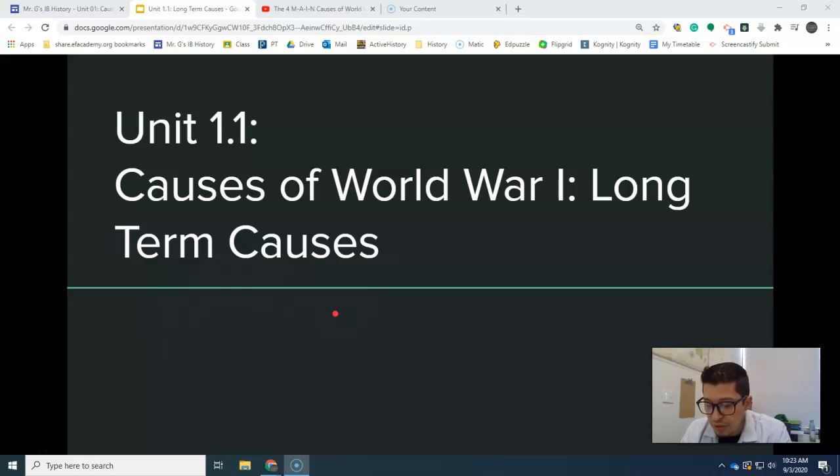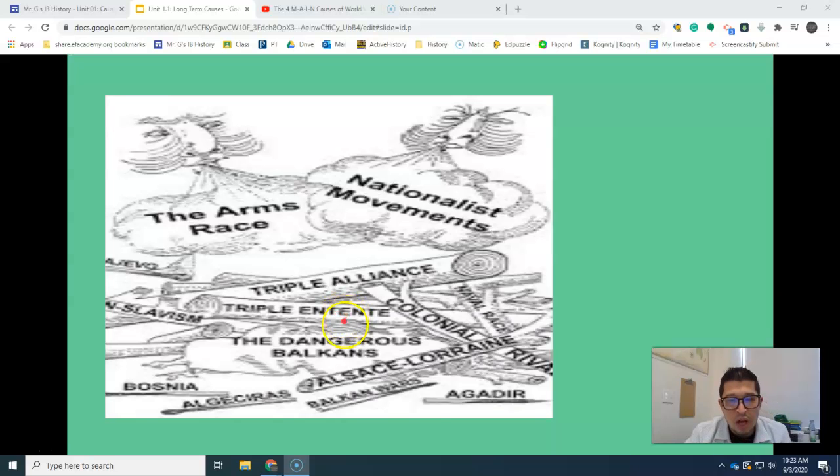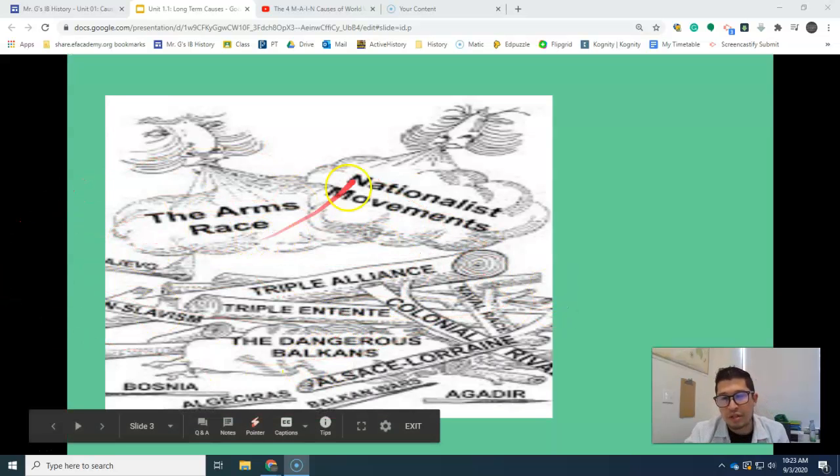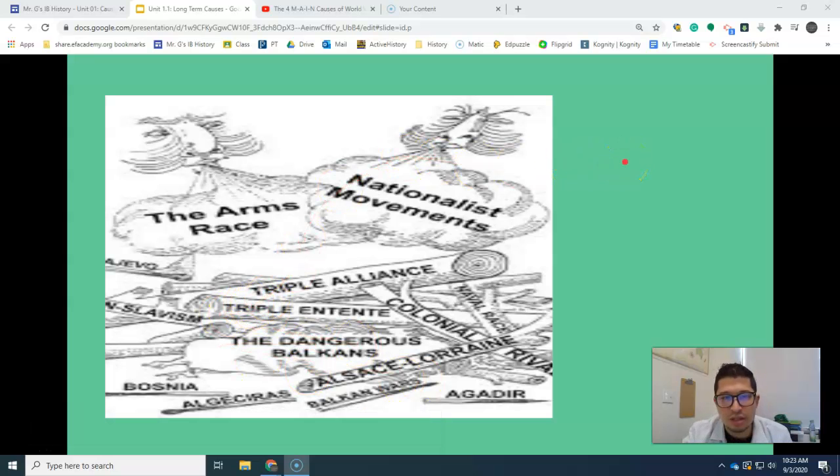World War I is a super interesting yet very easy topic to study, and it's a really good introduction to this course because it has a kind of logical breakdown: the long-term causes and then the short-term causes, and that's exactly how we're going to look at this conflict. This cartoon we're going to come back to towards the end, and it'll make a little bit more sense.